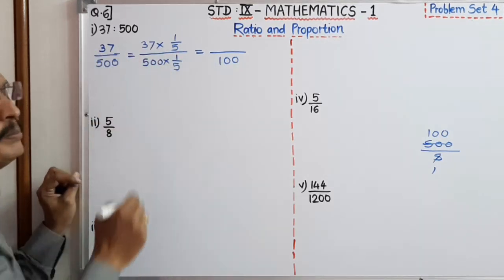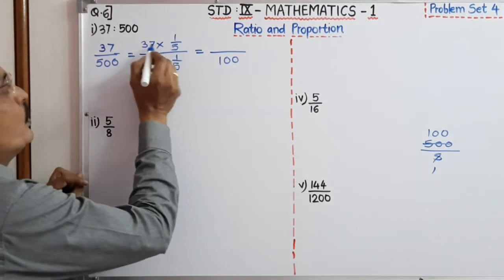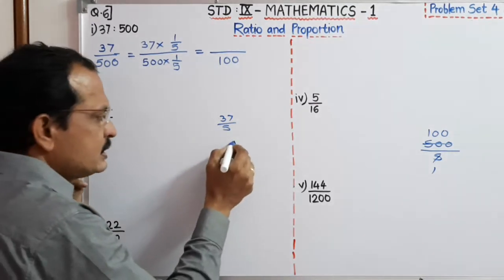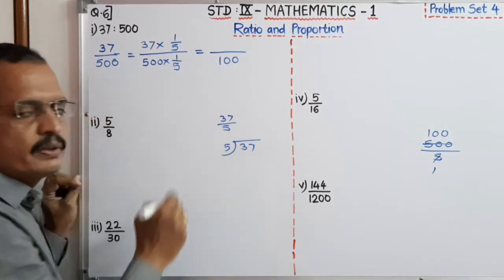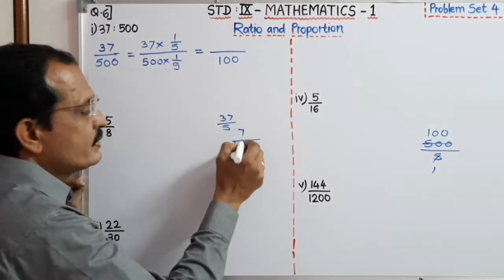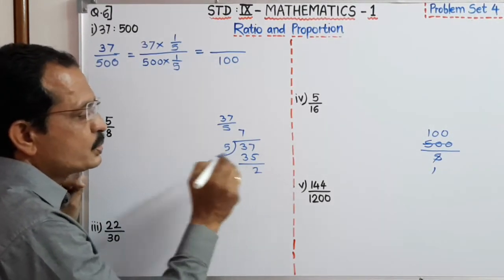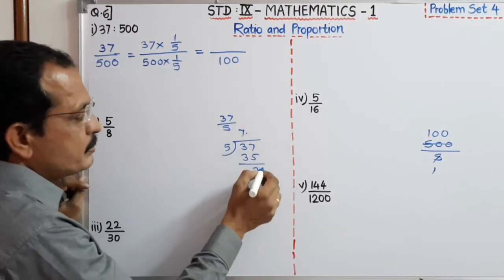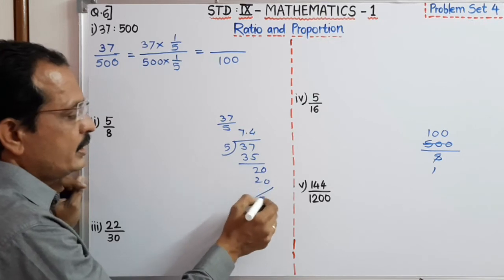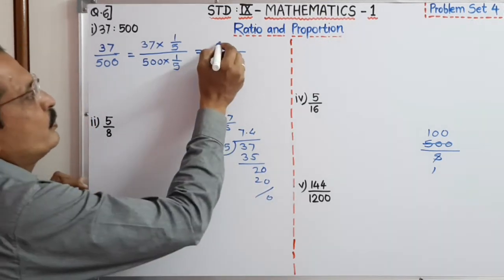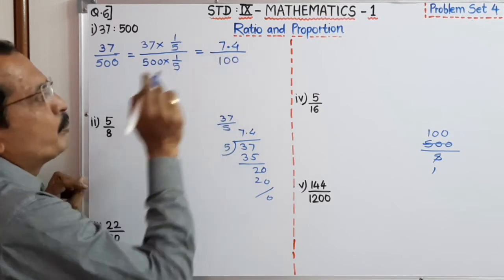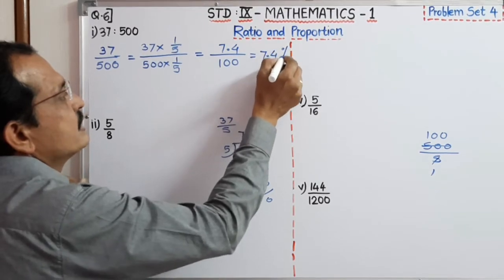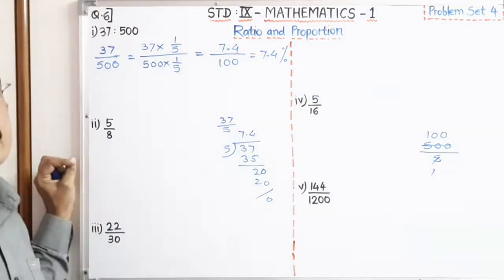Now we have to simplify this. See dear student, we have to divide 37 by 5, or we can simplify like this. This 37 is divided by 5. 5 7s are 35. It is 2. Got it dear student? Then here it is decimal. 5 4s are 20 and here it is 0. That is 7.4. It is 7.4 upon 100, or we can write here 7.4%. Like this dear student we can write.